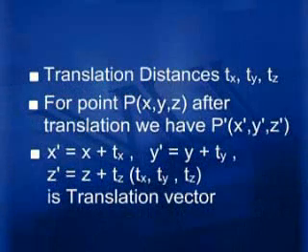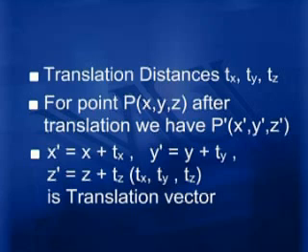So our translation distances now would be tx, ty, and tz. And similarly, if you've got a point P defined by x, y, and z coordinates, then after translation we are going to get P dash defined by x dash, y dash, and z dash. X dash is calculated as x plus translation along x, or tx. Y dash is computed as y plus ty, or translation along y. And z dash is similarly calculated as z plus translation along z axis.